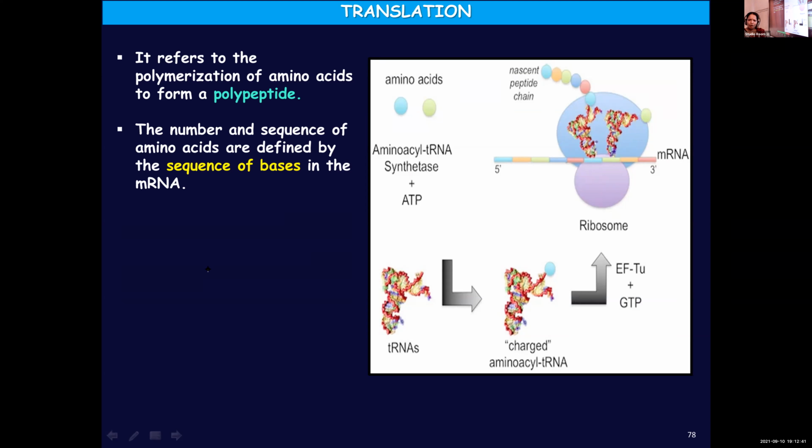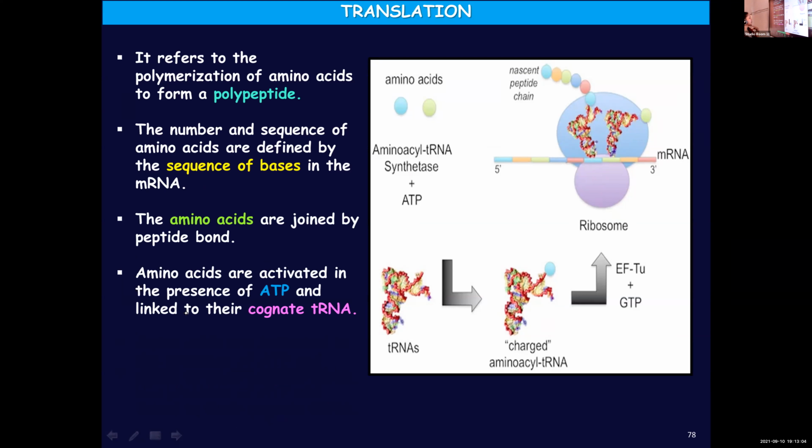All proteins do not have the same number of amino acids. How many amino acids and what all amino acids, in what order, which amino acid will come first and what is next, all that is decided by the sequence of nitrogen bases present in messenger RNA. And these amino acids are joined by peptide bonds.